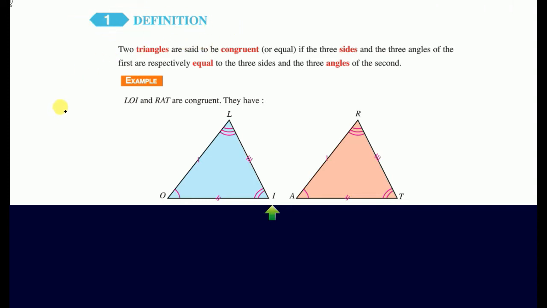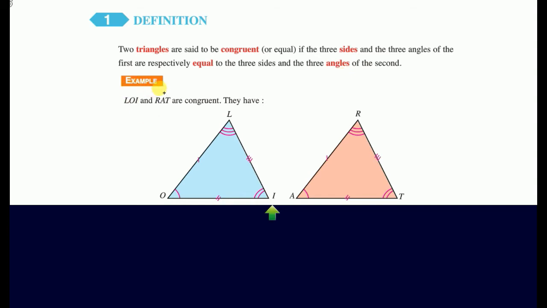In the previous introduction example, visually we deduced when two triangles are congruent or equal. Now we are going to see, geometrically speaking, when two triangles are congruent. Two triangles are said to be congruent or equal if the three sides and the three angles of the first triangle are respectively equal to the three sides and the three angles of the second. Let's see this example here to understand this definition better.